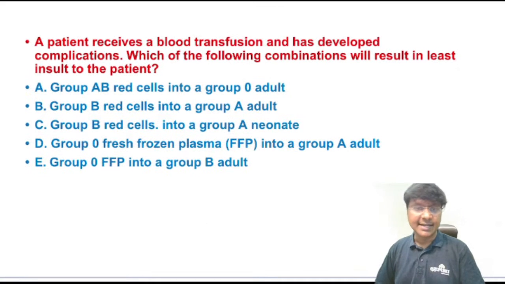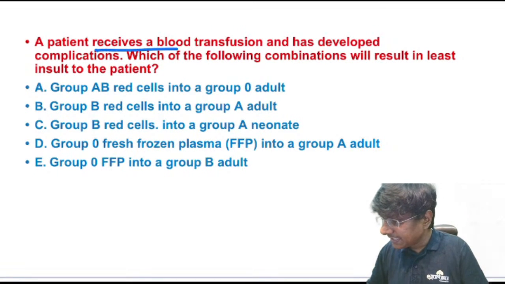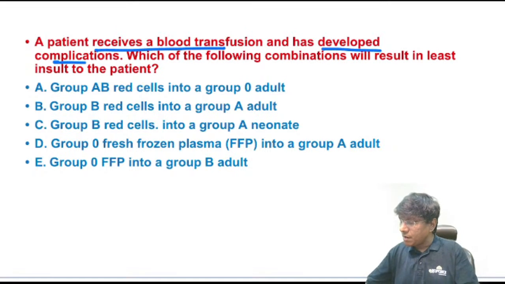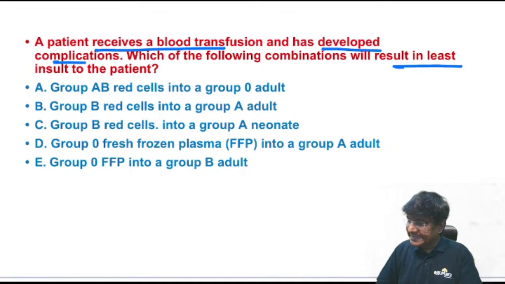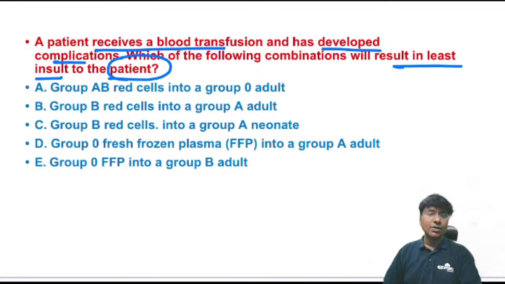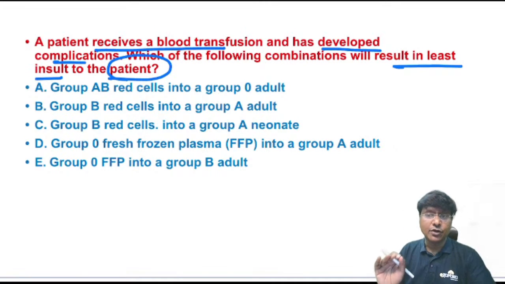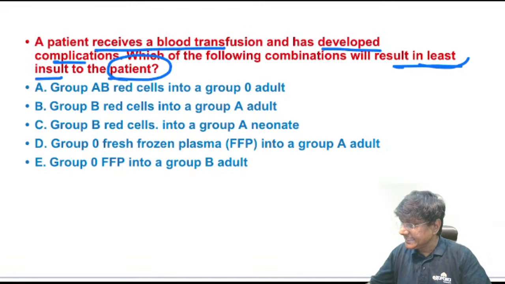Okay, now this is the last question. A patient receives a blood transfusion and has developed complications. Which of the following combinations will result in least insult to the patient? Group AB red cells into group O adult, group B red cells into a group A adult, group B red cells into a group A neonate, group O fresh frozen plasma into group A adult, group O FFP into a group B adult. Tell me which of the following combinations will result in least insult to the patient.